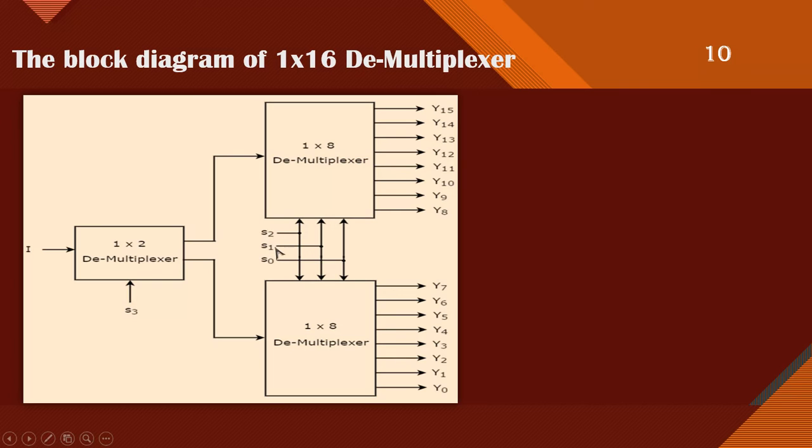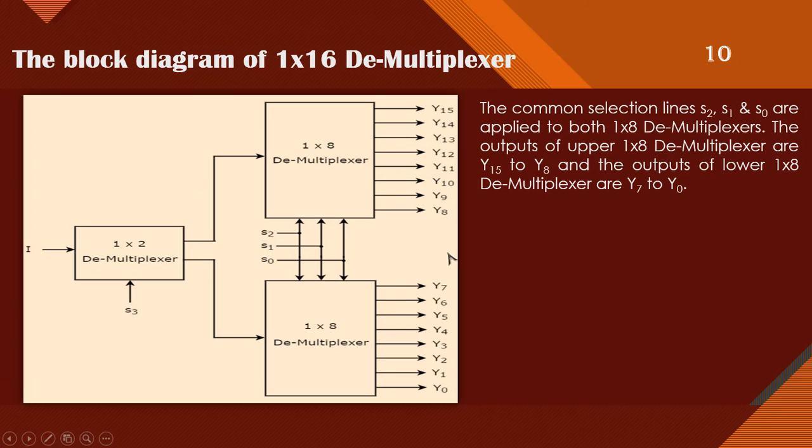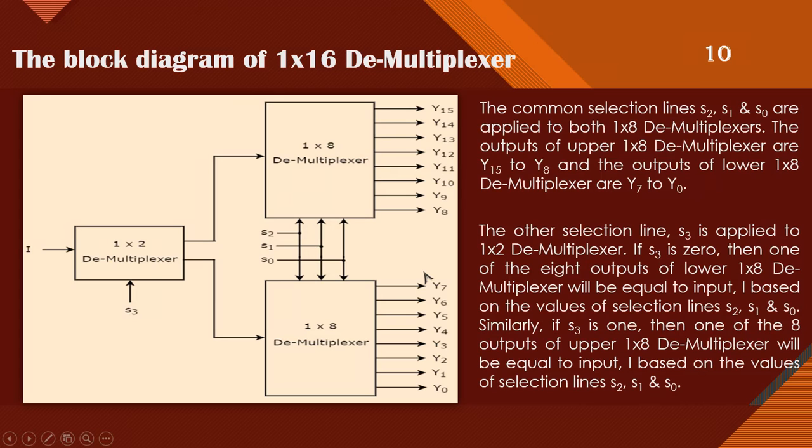Over here S2, S1 and S0 are there, and you find that one output of the 1 into 2 goes as an input to the 1 into 8 demultiplexer for the upper half, and the other output of the 1 into 2 goes as an input to the 1 into 8 demultiplexer for the lower half. The common selection lines S2, S1 and S0 are applied to both the 1 into 8 demultiplexers, upper as well as lower. And the other selection line S3 is applied to the 1 into 2 demultiplexer.